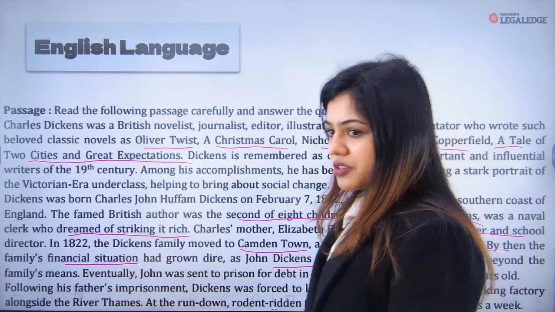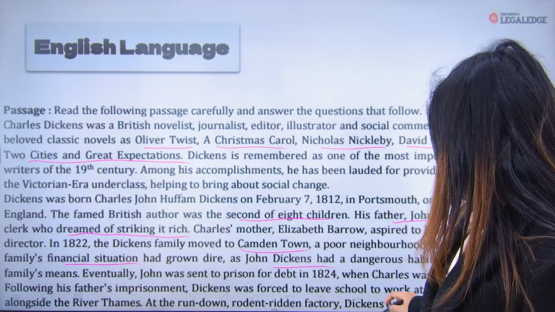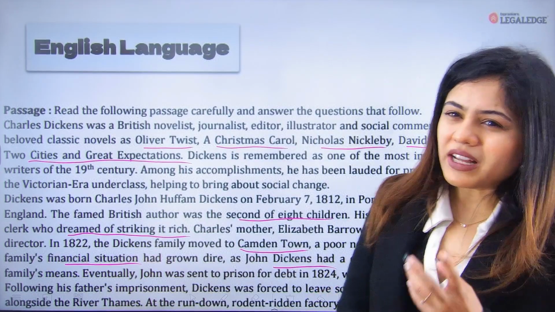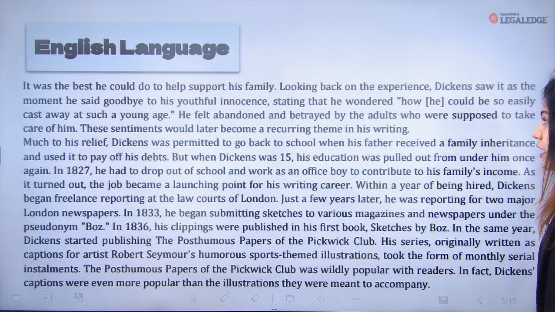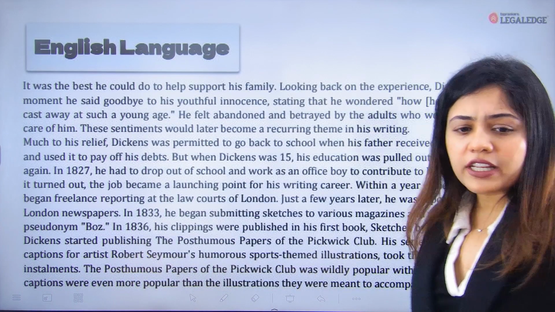Now, eventually, because of his debt, John was sent to prison. And because John was sent to prison, the family's responsibility fell on the shoulders of Charles Dickens. So he had to leave school and he had to start working in a boot blacking, rodent ridden factory. Now imagine somebody at a tender age of 13, 14 had to leave school and had to start working to provide for his family. Obviously, that was very traumatic for Charles Dickens, as we get to know in the next paragraph.